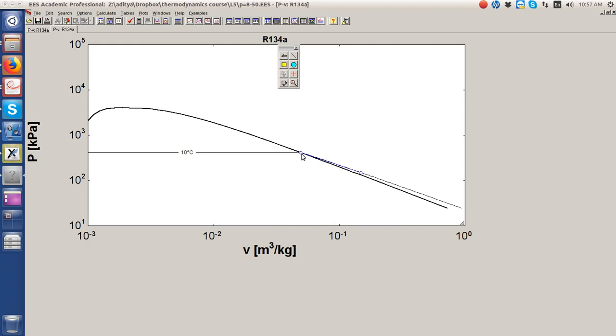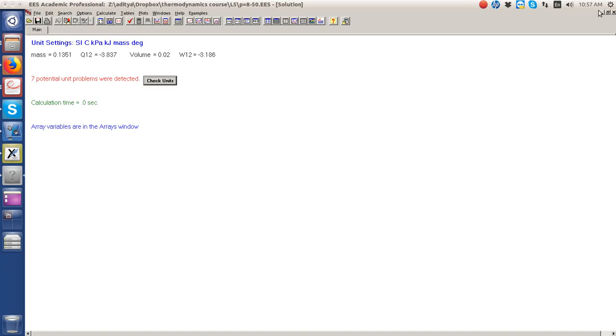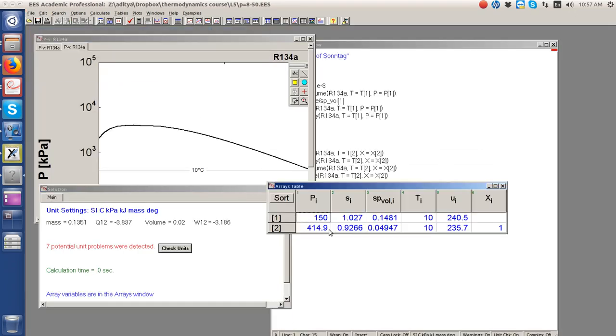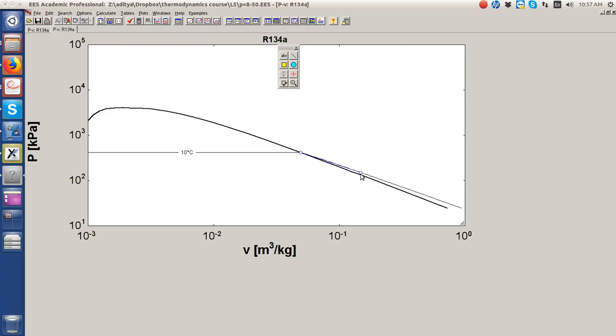It's an isothermal compression process in which the pressure is increasing. Look, the pressure has increased. The pressure initially was 150 kilopascal, it has increased to 414.9 kilopascal. This is the consequence of a compression process which is isothermal.